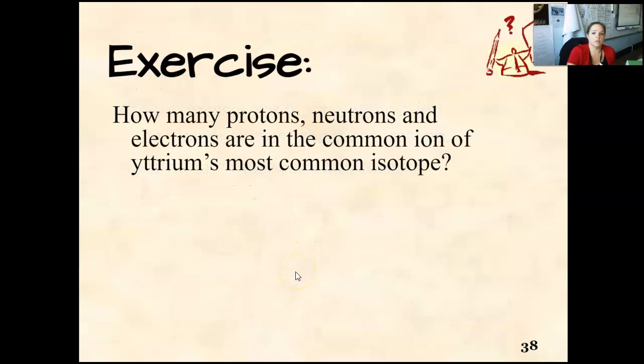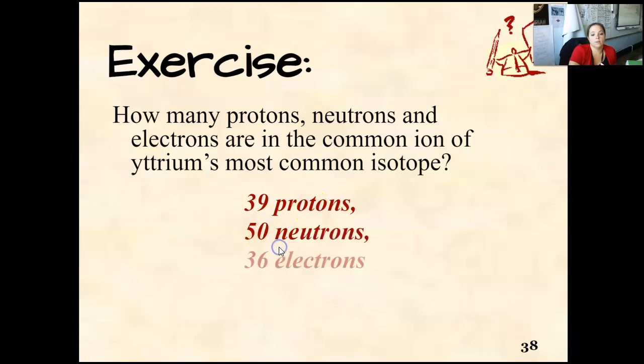How many protons, neutrons, and electrons are in a common isotope of yttrium? The yttrium's most common isotope. So we know that there's 39 protons because that is its atomic number. Neutrons, we subtract to get 50 neutrons. And there should be 36 electrons.